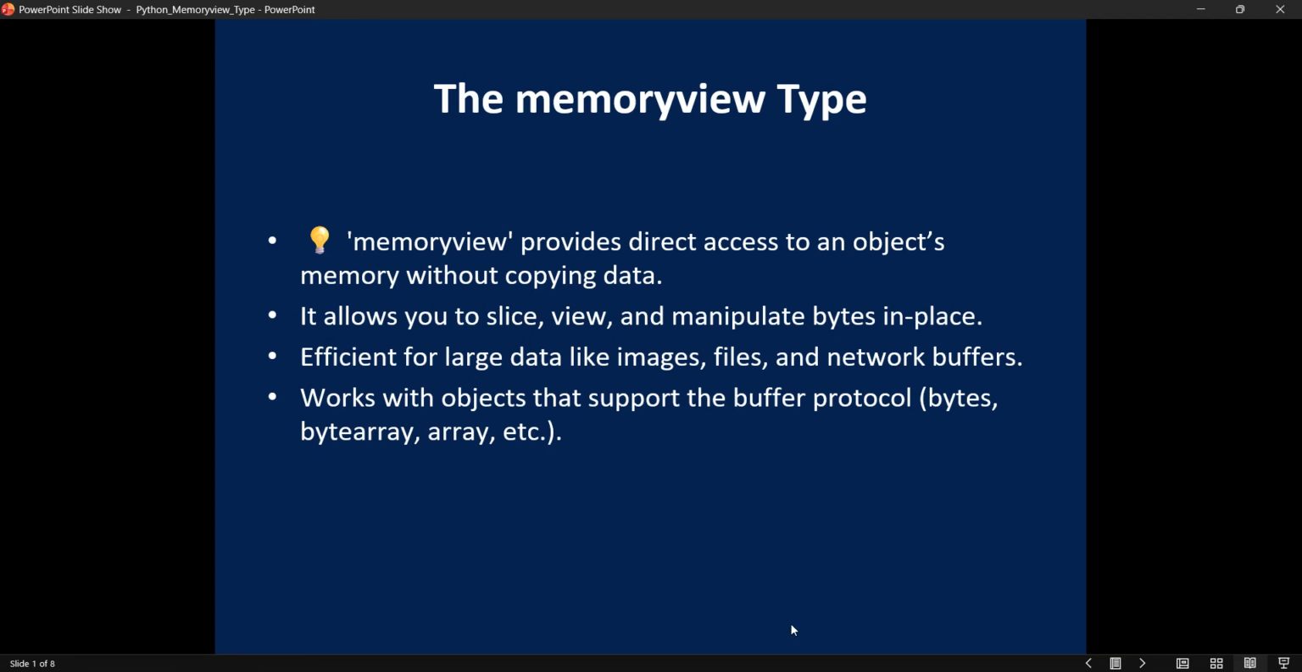Welcome back. Today we learn what a memoryview object is. It gives direct access to the internal memory of binary data without copying it. It's an efficient way to handle large data sets like images, network packets, or file buffers. The memoryview works with any object that supports the buffer protocol, such as bytes, bytearray, or even arrays. Let's see how it works.